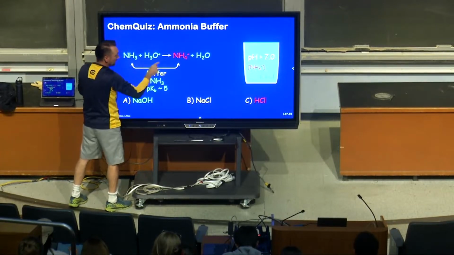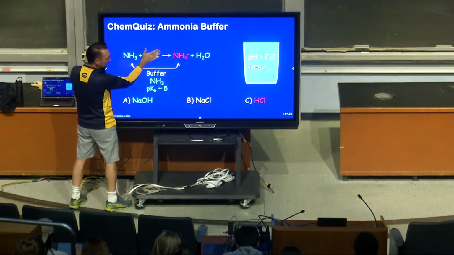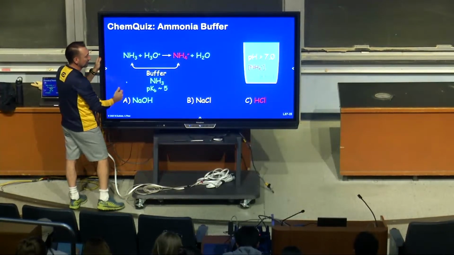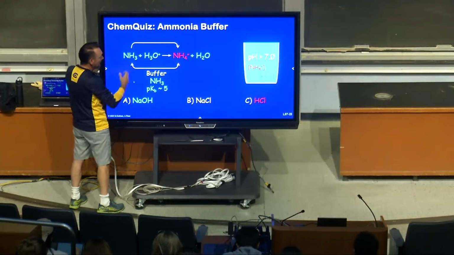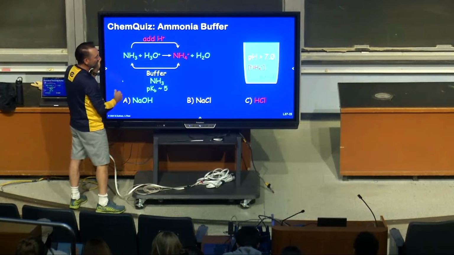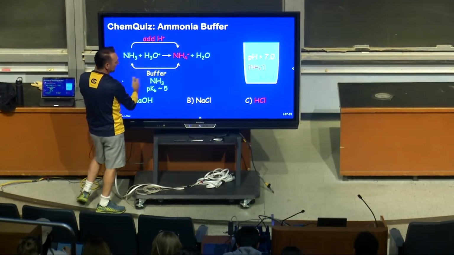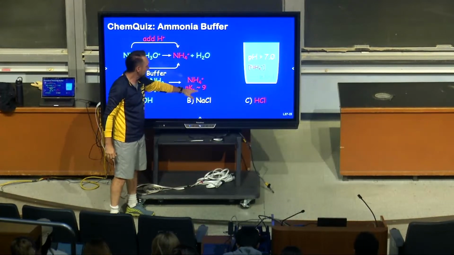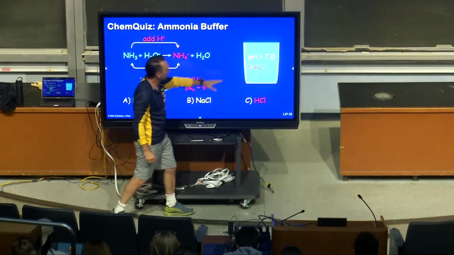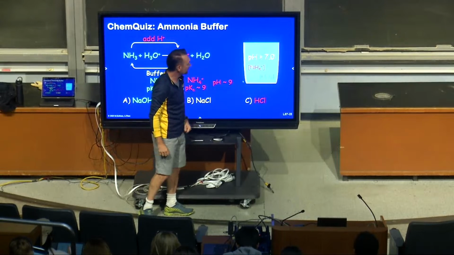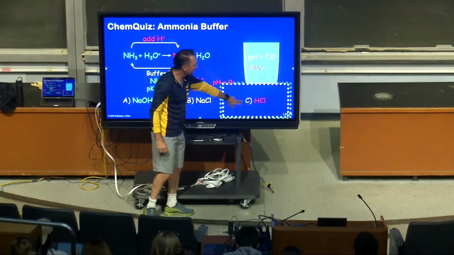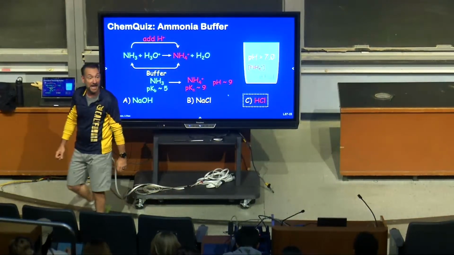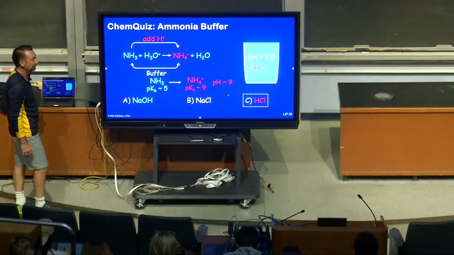pKb going in this direction, although it would be reacting with water if it were the Kb. These two form the buffer, so I have to add H plus to get there. The pKa of NH4 plus is indeed 9, so if you can get these two concentrations about equal, it will buffer around 9. So you have to add acid to make that happen.